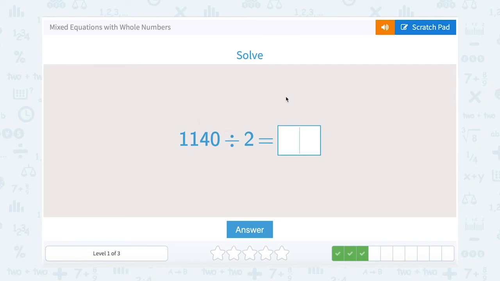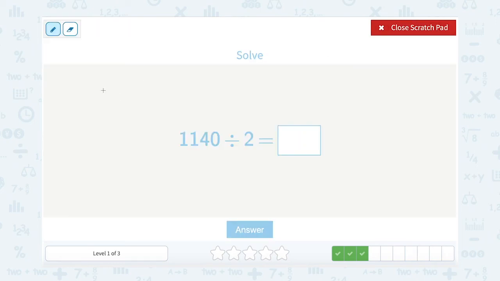1,140 divided by 2. Okay, so let's set this up. If I want to divide without a calculator, I'm going to write 1,140 like this just to give myself some room to work, divided by 2. Okay, so 2 doesn't go into 1, so I'm going to move to the next place and say, well, does 2 go into 11? Yes, 2 goes into 11.